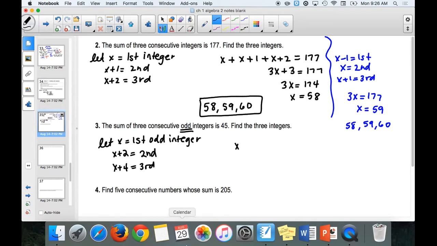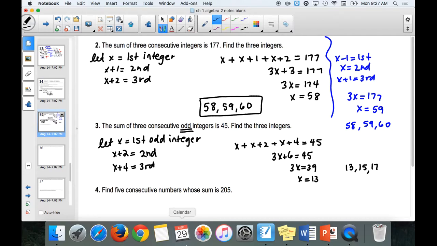So that means we're going to have x plus x plus 2 plus x plus 4 is equal to 45. So we get 3x plus 6 equals 45. So 3x equals 39, so x equals 13. So that's our first odd integer. The next one is going to be 2 more, and the last one is 2 more than that, so 4 more than the original.